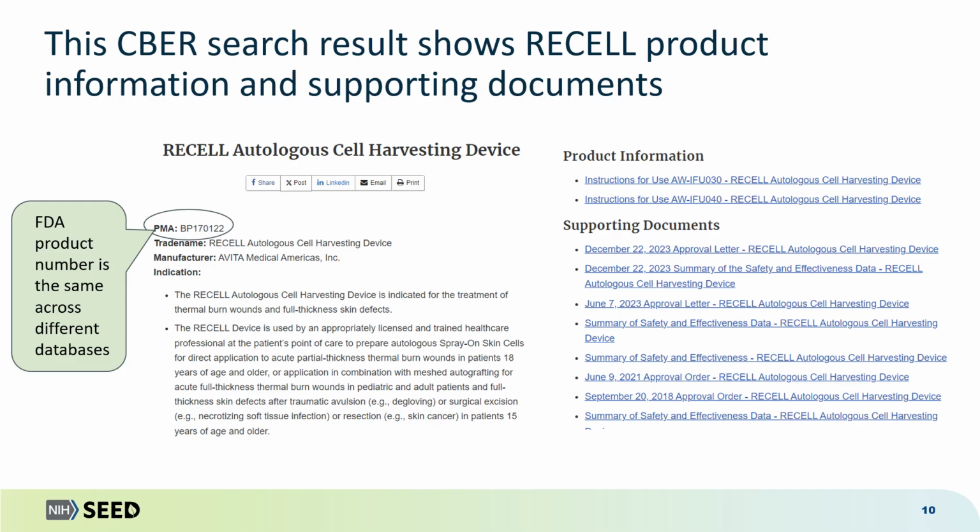Returning to the CBER database, we can see additional documentation for RECELL. It's essential to note that FDA product numbers remain consistent across databases, which aids in tracing regulatory history. CBER's database may include unique supporting documents not found in CDRH, so it's vital to consult both resources to obtain a complete regulatory picture.